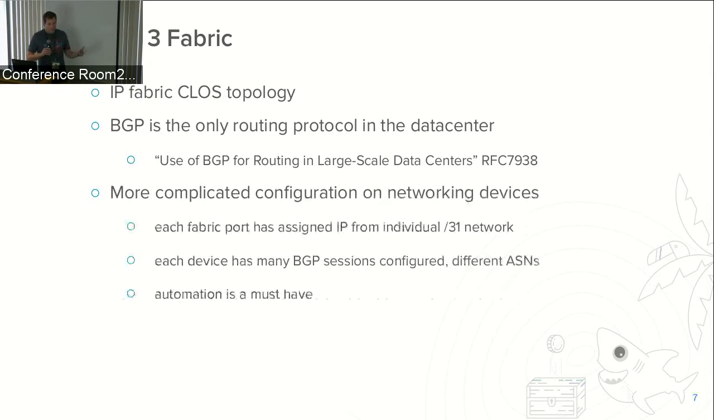So we started by building out a layer 3 fabric, an IP fabric with Clos topology. We chose to use eBGP in the data center, and there's an RFC about using eBGP in large-scale data centers. But this came at a cost. It is more complicated configuration on networking devices, and we had to develop some automation around this to get it right.